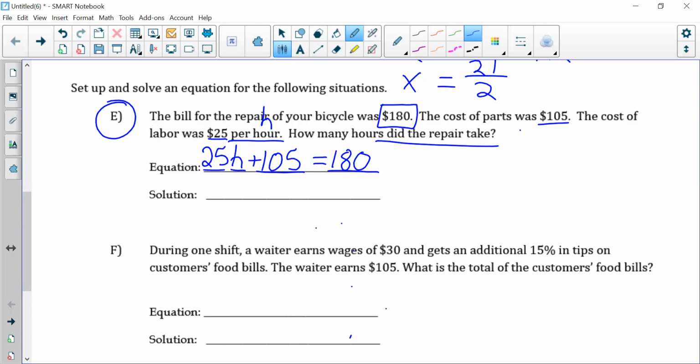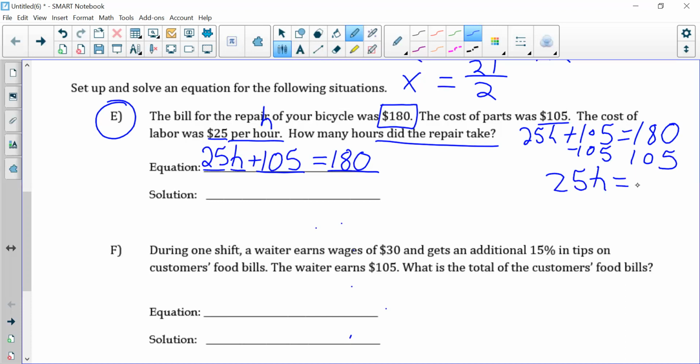So let's rewrite it over here so we've got room to work. 25H plus 105 equals 180. We want the H by itself, so we're going to subtract 105 from both sides. So 25H equals 180 minus 105, which is 75. And we're going to divide both sides then by 25. So we get H equals 3.